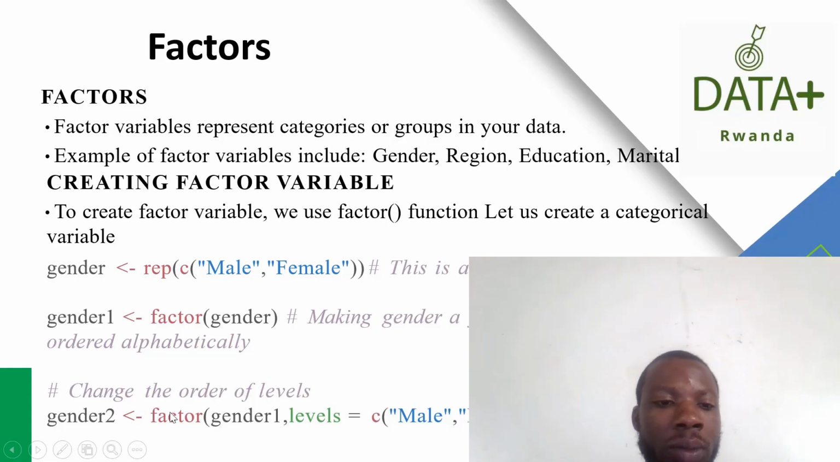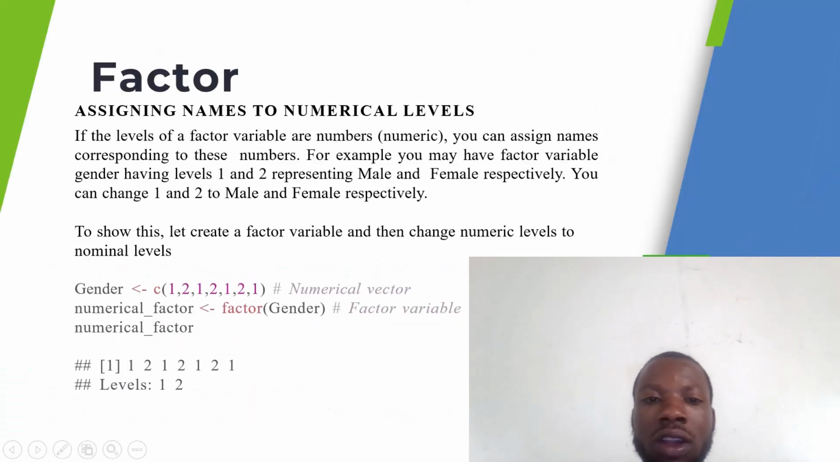For gender number 2, we are changing the order. We are telling R to look for the factor, and then for levels, we start from male and female. What we are trying to do is transform the categorical into numeric, but we are saying that one is going to be male and the other is going to be female. We are assigning names to the numerical values.